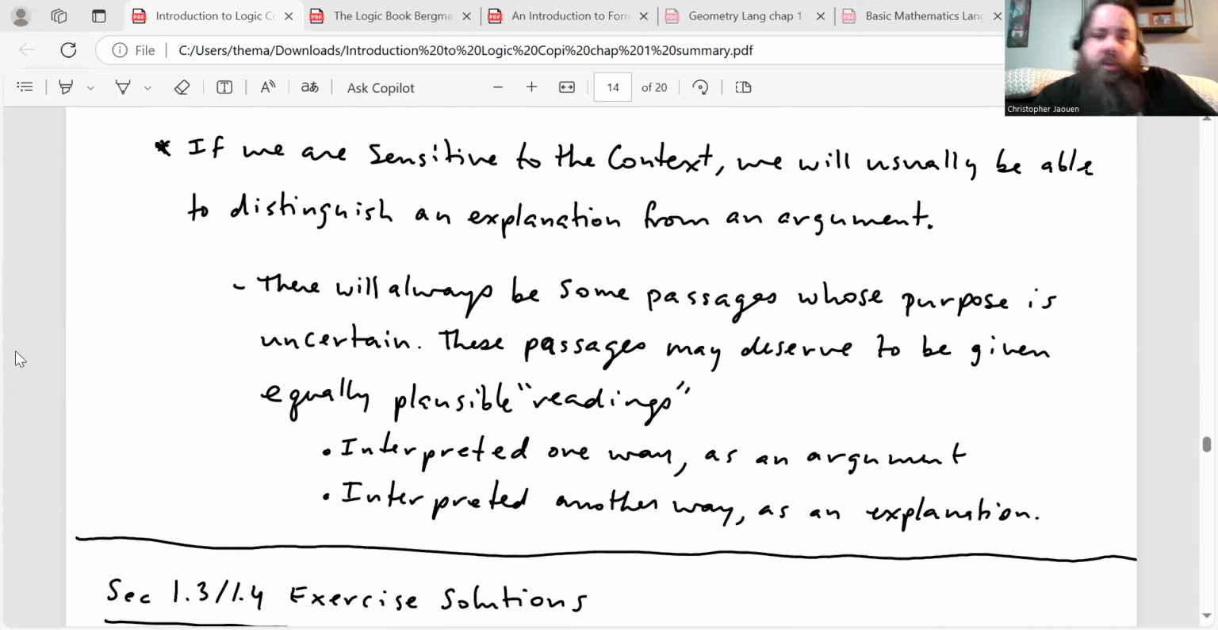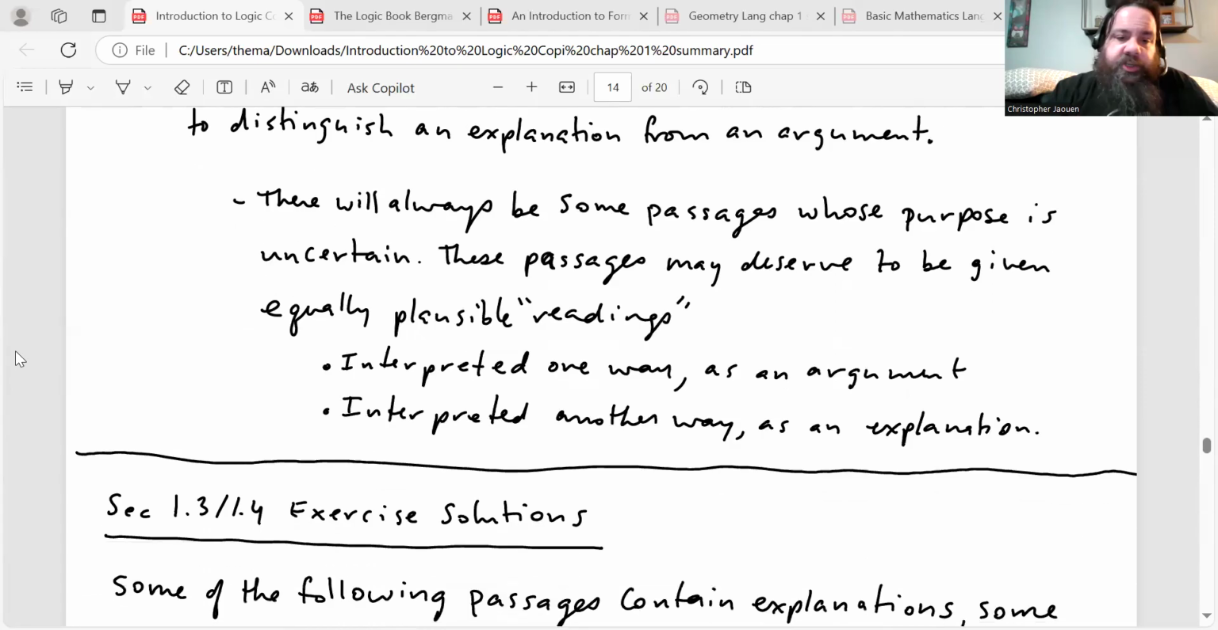All right. There will always be some passages whose purpose is uncertain. These passages may deserve to be given equally plausible readings. Interpreted one way, you might consider them to be an argument. Interpreted another way, they might be interpreted as an explanation.